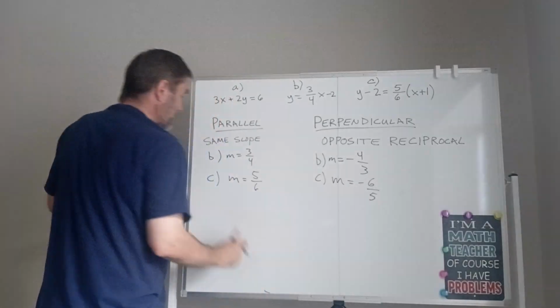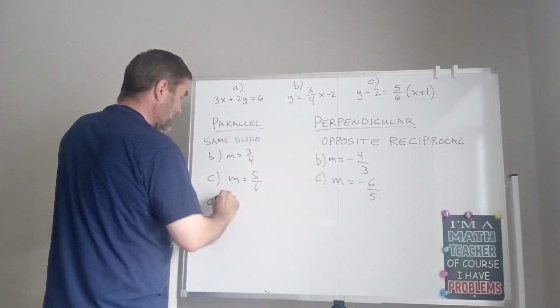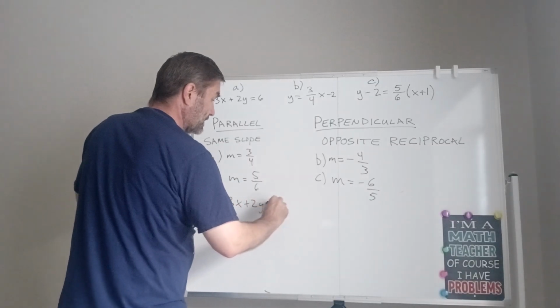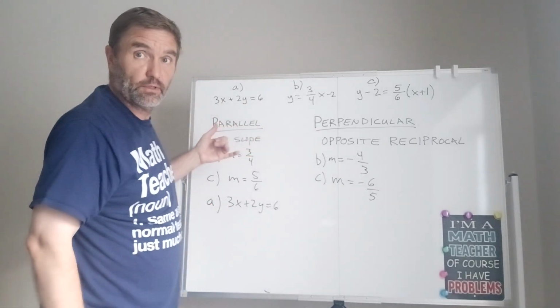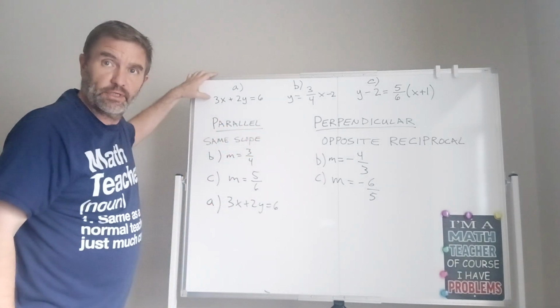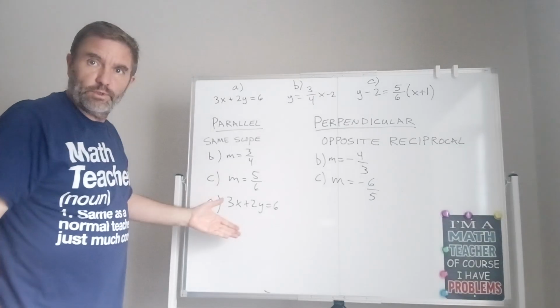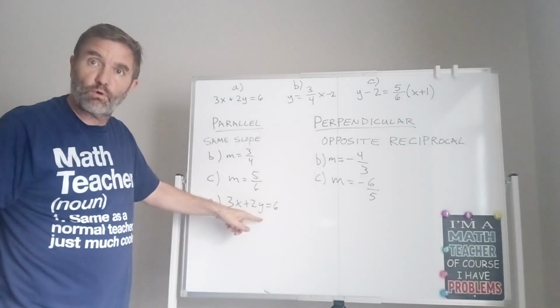Then part A. Now here's the problem with A. We can't read the slope off of it because it's in standard form. So there's a little work to do. That usually means that a lot of the times that you see parallel, perpendicular to a line, what format are they going to put it in? Here, because it requires a little bit of effort to find the slope. What do we do? Well, we have to put it into slope-intercept form, which means you solve for y.